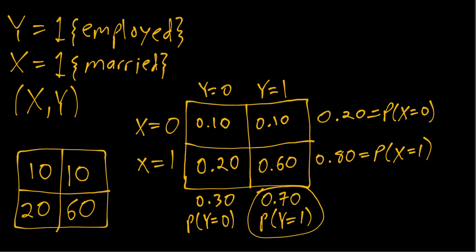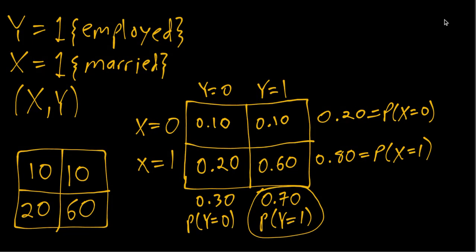Here is again the earlier example with employment and marriage dummy variables, where before we talked about joint and marginal probabilities, and now we'll think about the conditional probabilities or conditional distributions. In this case, as I said earlier, I like to think about this version where we just imagine there's 100 people, and there's 10 people in the top left box and 60 in the bottom right and so on.